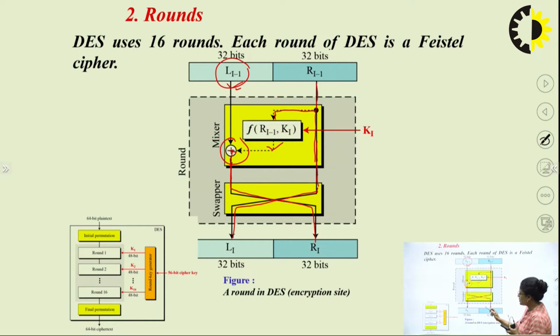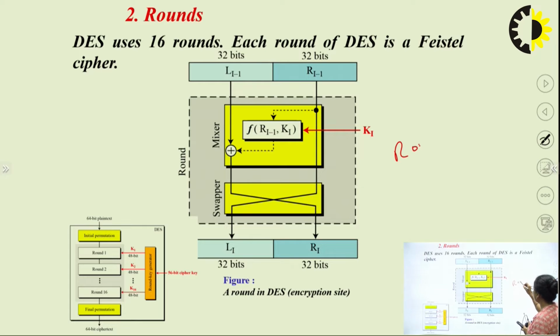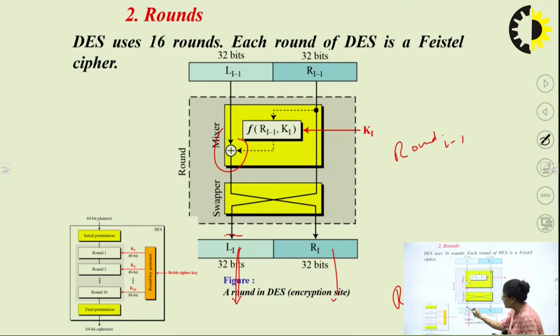Why so? Because once we go to, let us say this is round number i minus 1. So when you go to round number i, we'll start with this left half and we'll be performing this XOR and the entire operation with this left half. And the right half will remain untouched. And if you remember, as I said, what is this left half? The left half is the right half of the previous round.